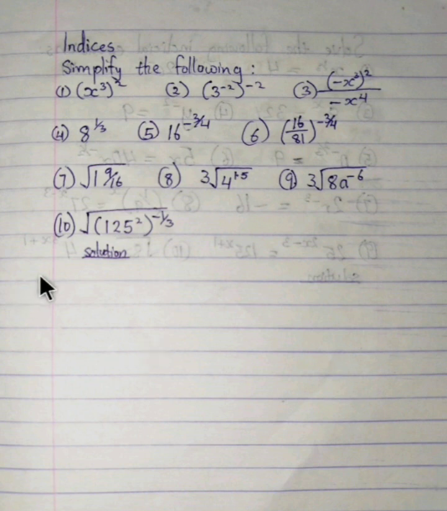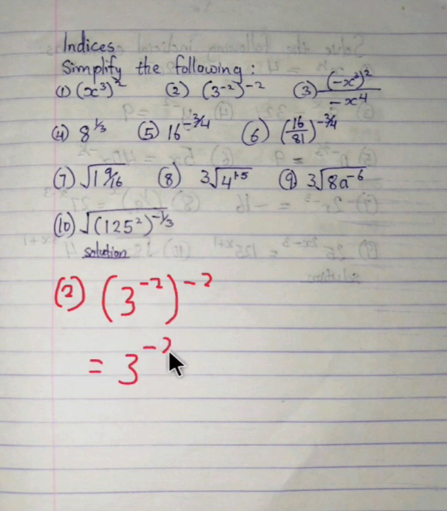Number 2: we have 3 raised to power minus 2, bracket, minus 2. So we are going to multiply the powers: minus 2 times minus 2. 3 raised to power minus 2 times minus 2. Minus times minus equals plus. 2 times 2 is 4. So we are going to have 3 raised to power 4 as the final answer.